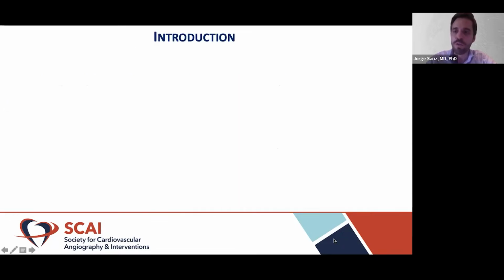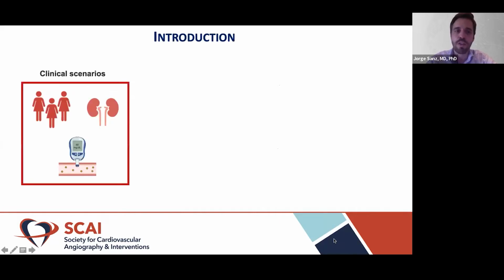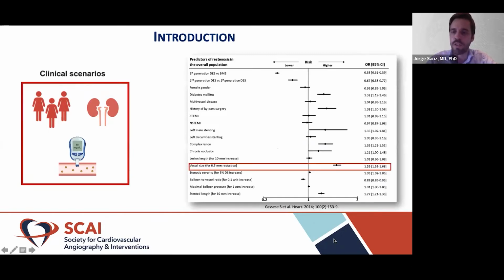Small vessel coronary artery disease is present in 1 out of 3 patients undergoing PCI. It is especially frequent in women, in patients with chronic kidney disease, and in patients with diabetes mellitus. And small vessel coronary artery disease is not only associated with an increased risk of clinical failure, but it is also found as an independent predictor of adverse clinical outcomes at follow-up.